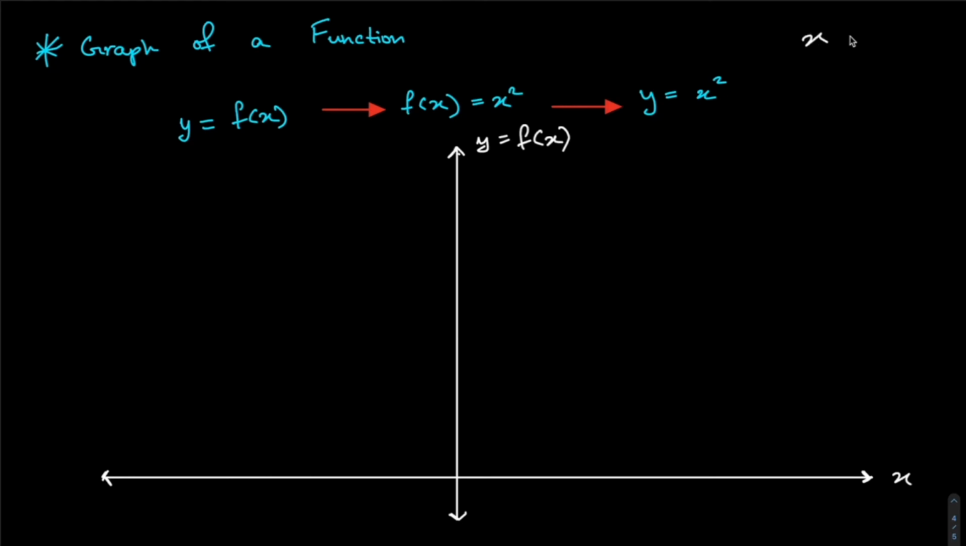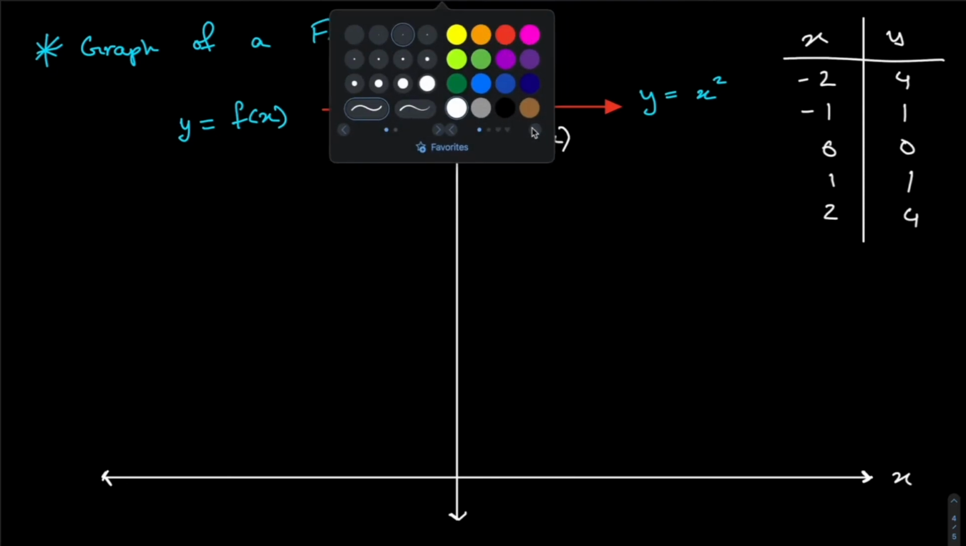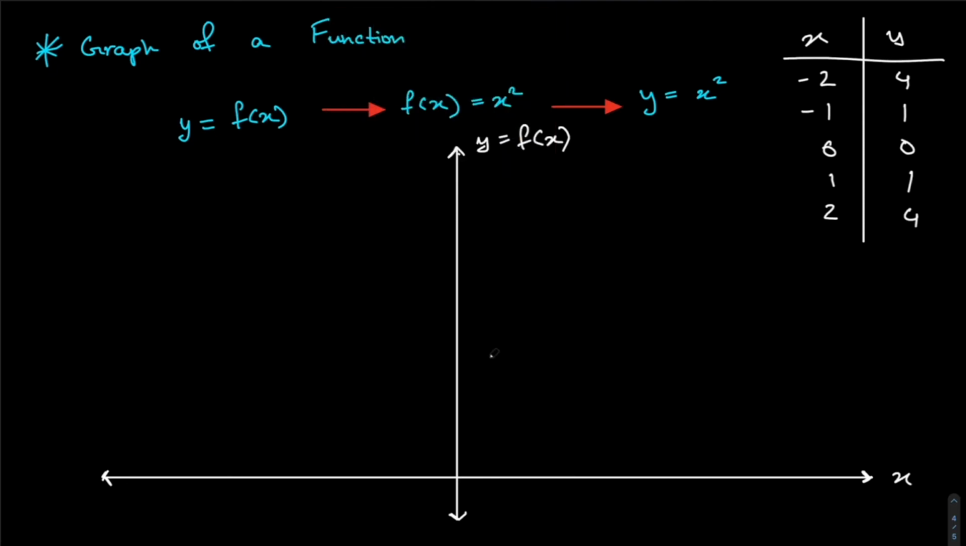So maybe I have x and y right here, and I have -2, -1, 0, 1, 2. I'm taking a very standard example just to keep it as clean as possible. So 2 squared is 4, 1 squared is 1, 0 squared is 0, 1 squared is 1, 2 squared is 4. If I have to plot this, I'll change the color. So 0, 0 would be right here.